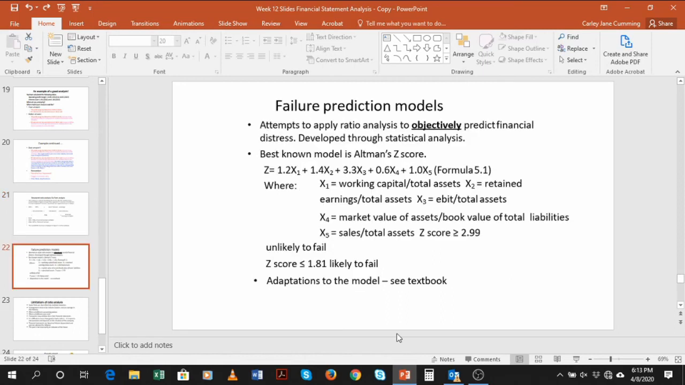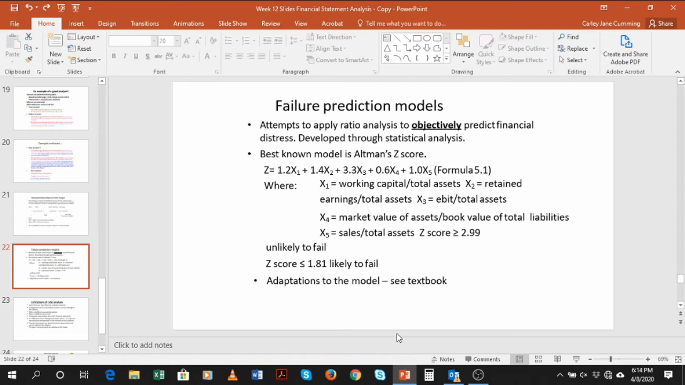What is the point of failure prediction models? So although ratio analysis provides insight into a firm's operations, the interpretation is subjective rather than objective. So where does this subjectivity come from? It comes from the analyst performing the analysis.